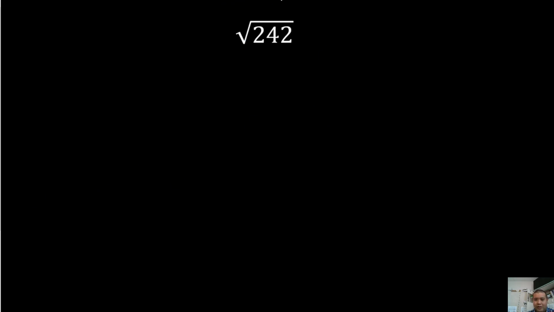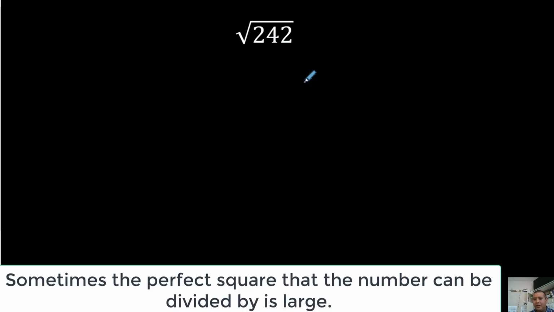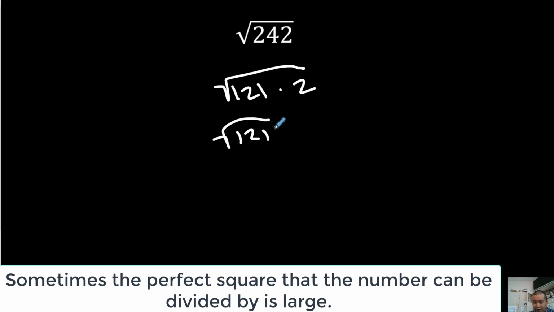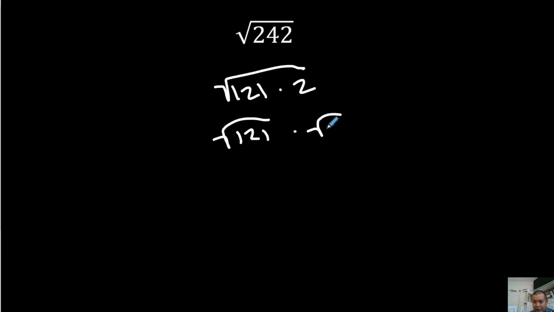This one is slightly larger. We're going to split this up into... we look at our list. 121 goes into this, and it goes into it twice. So this is the square root of 121 times 2, which splits up into the square root of 121 times the square root of 2.